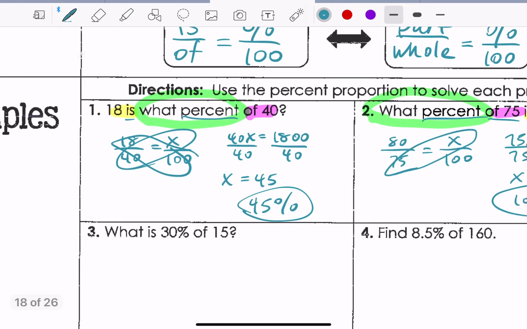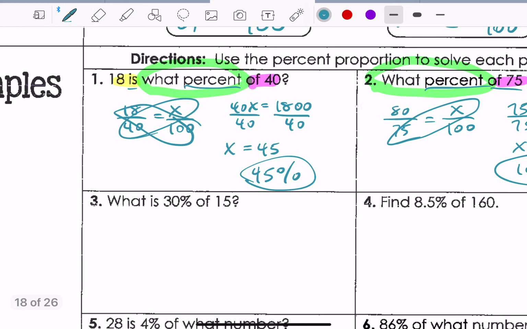So let's go to the next question. Where's my is? Oh, actually, hold on. My is isn't here. I don't have an is. What is? So that means that's going to be x. My of, I do have a number. And my percent, they actually give me a percent. So this one's going to be a little different than the first two.